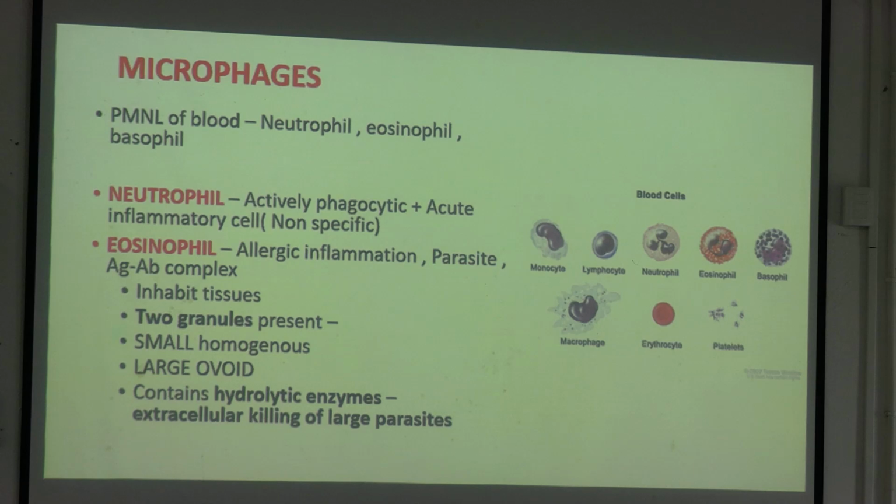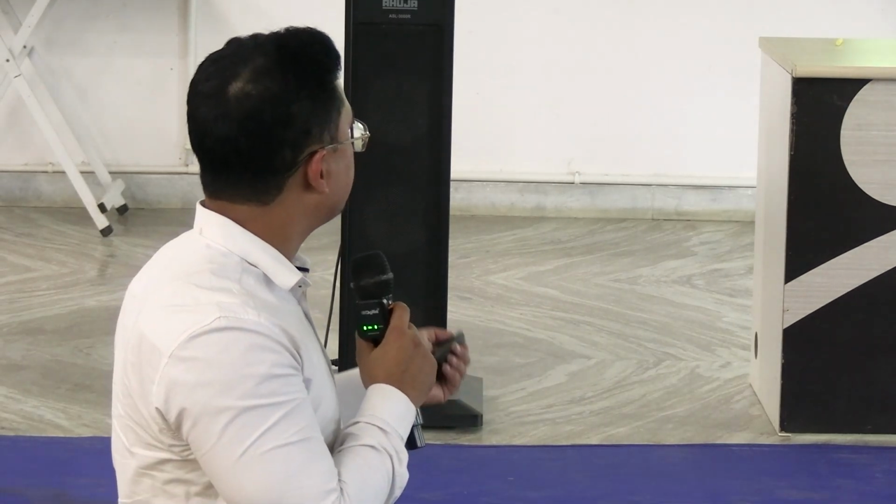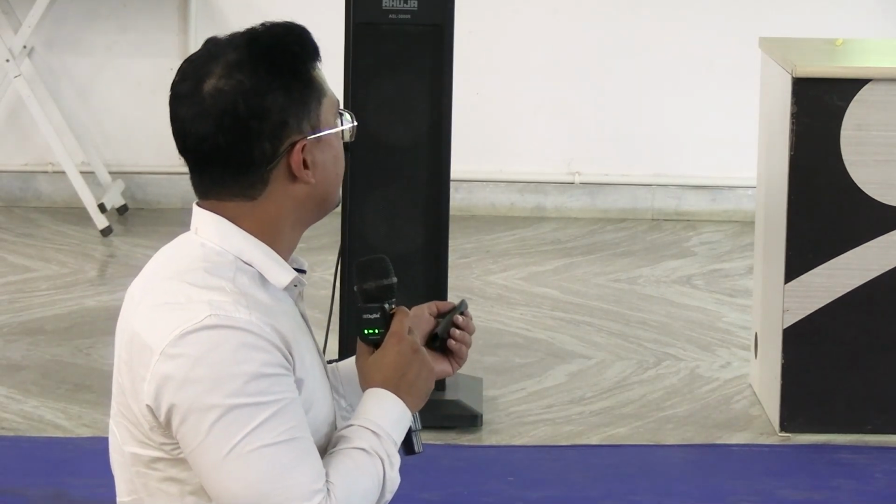Now what is a microphage? I bet you have not heard this name, microphage. Macrophage তো সবাই শুনেছো, microphage you have not heard. So microphage is actually a collection of the polymorphonuclear cells of the blood. So those are the collection of neutrophil, eosinophil, and basophil.